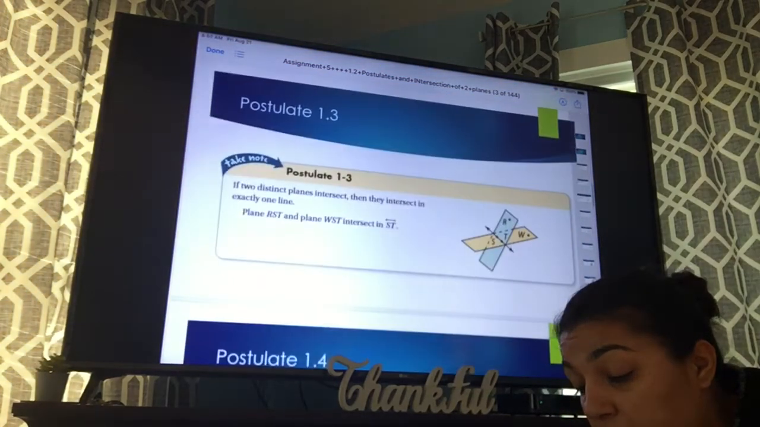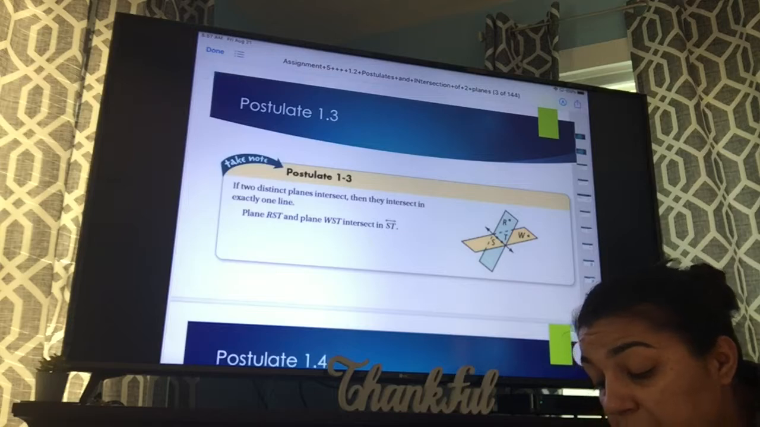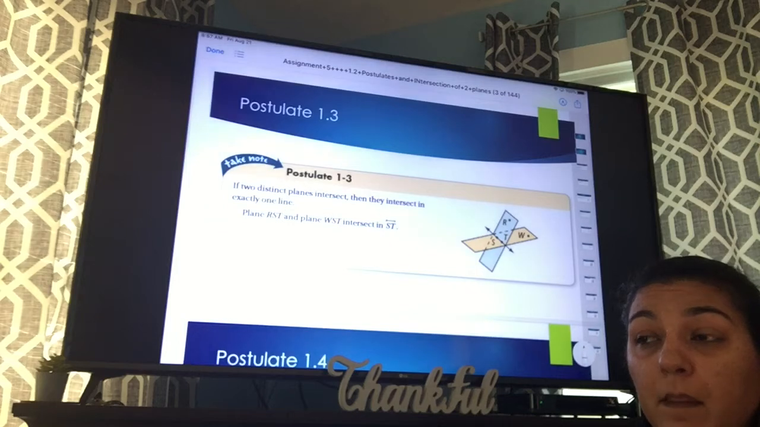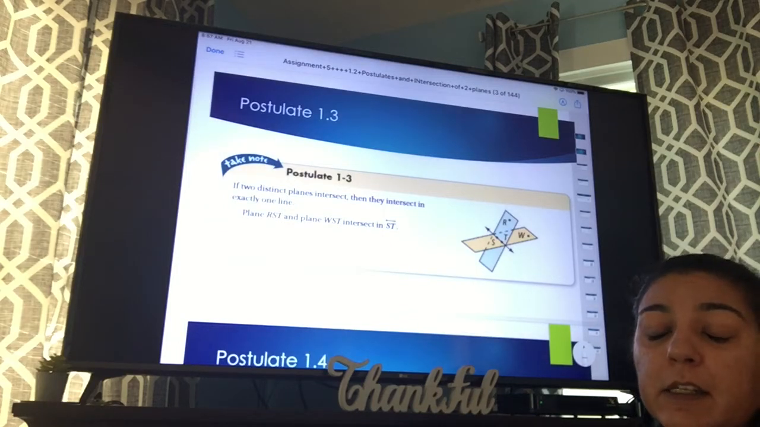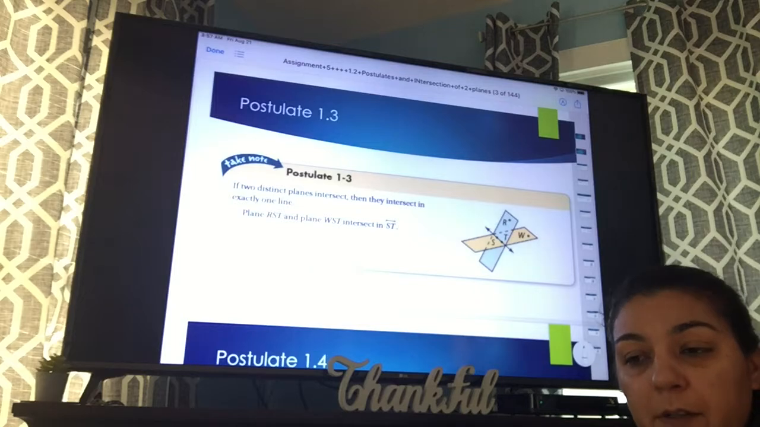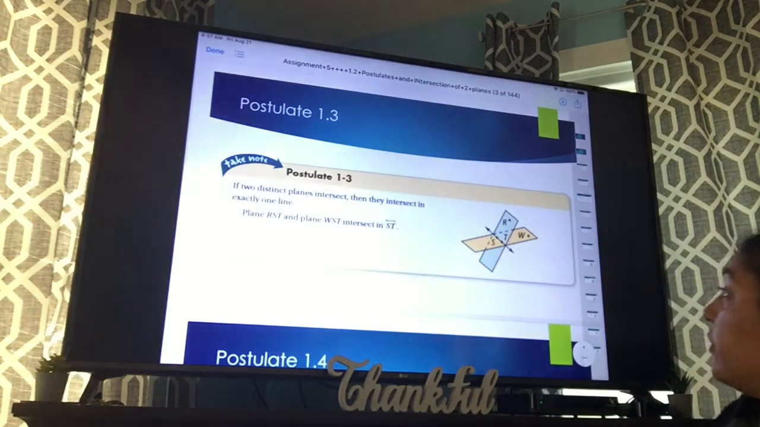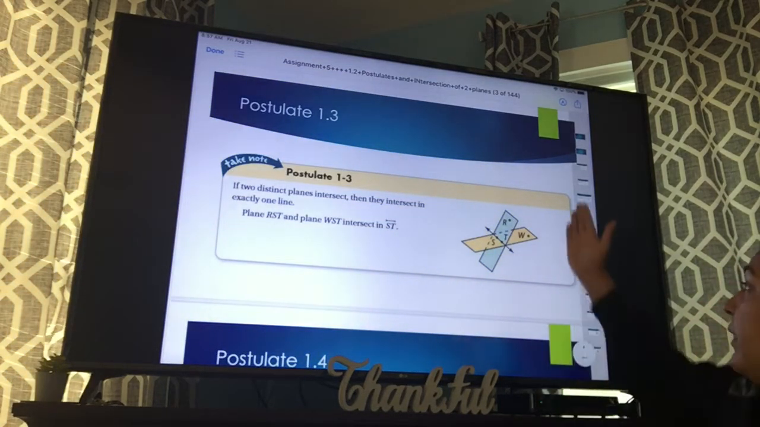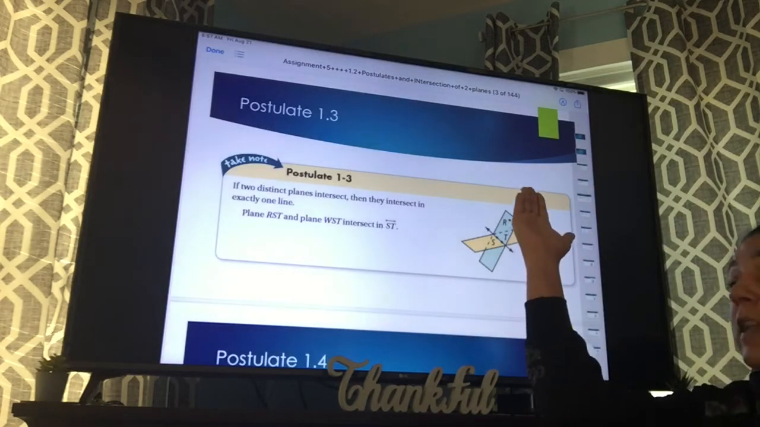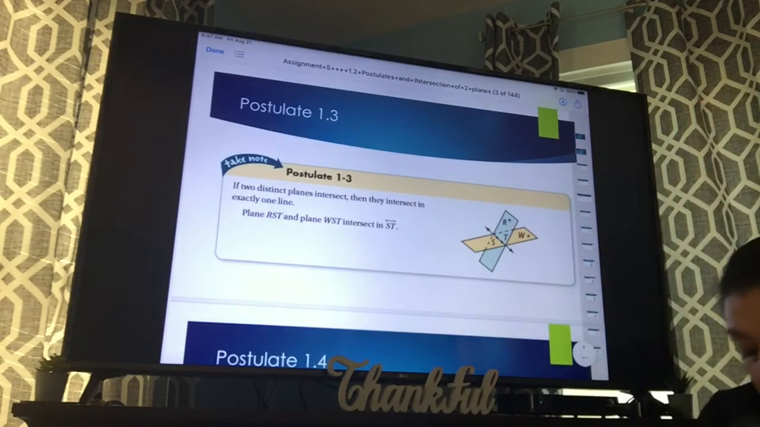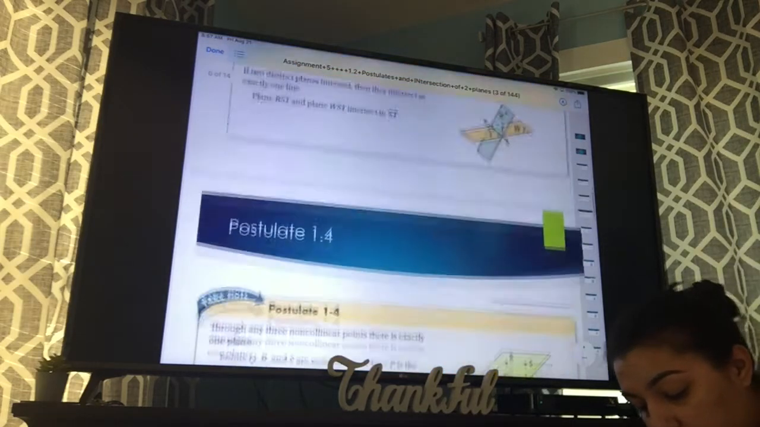So, postulate 1.3 says, if two distinct planes, by distinct they mean two separate planes, then they intersect at exactly one line. You can see they have this plane that comes this way, and this plane that comes this way. There is only one line that's going to cross through both of those planes, okay? They intersect at one line and one line only.